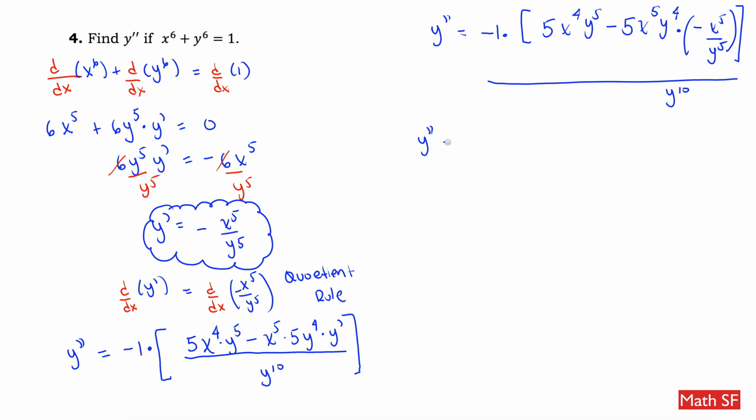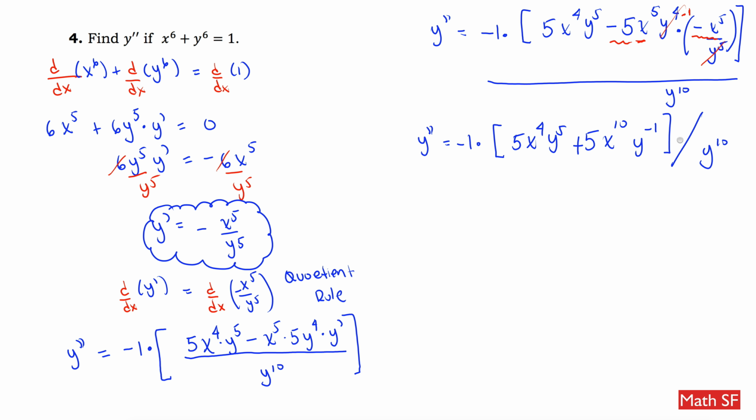So y double prime is going to be negative 1 times, I believe we can do some reduction if possible. I think this guy will be able to reduce here. So I'm pretty much left with negative 1. I'm going to use negative exponents. So I'm going to have 5x to the 4 y to the fifth, and negative and negative becomes plus, because you're doing negative 5 times this guy here. It's going to be plus 5. And then you have x to the fifth and x to the fifth again, so it's going to be x to the 10 power and y to the negative 1, all over y to the 10.